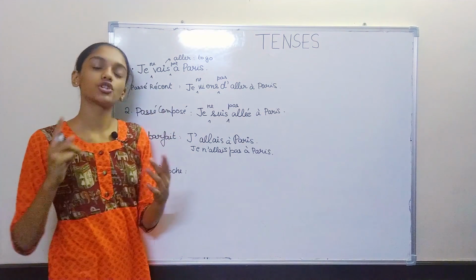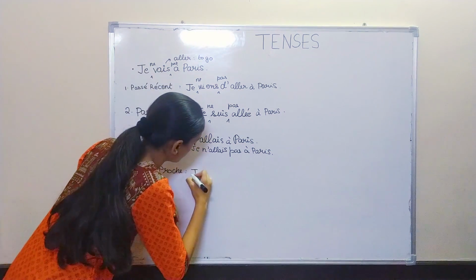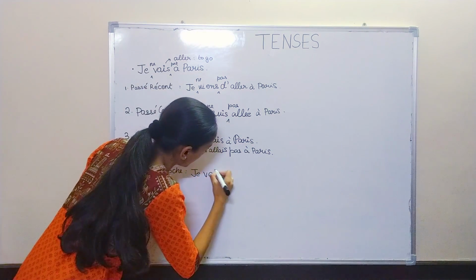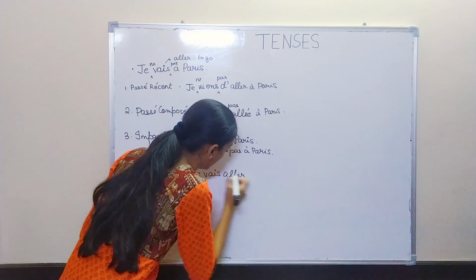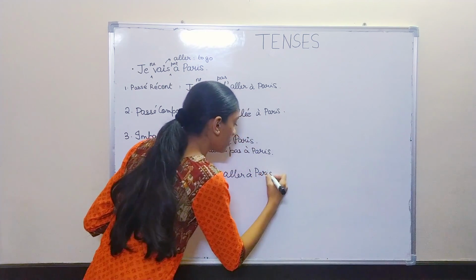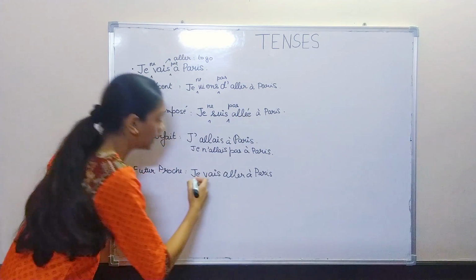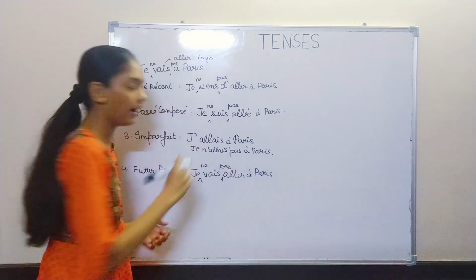So in Futur Proche, we conjugate with aller only. So it becomes je vais. Then we place the infinitive, which is aller. So je vais aller à Paris. To negate it, je ne vais pas aller à Paris.